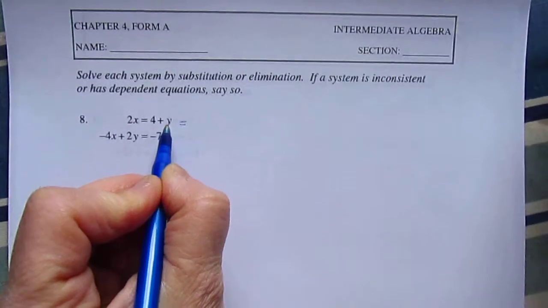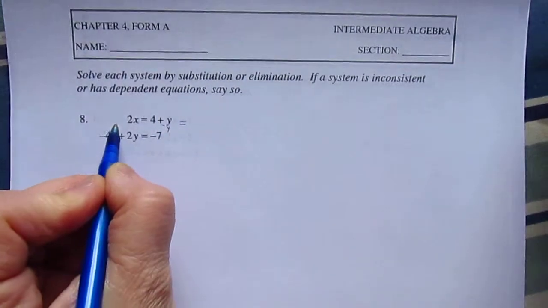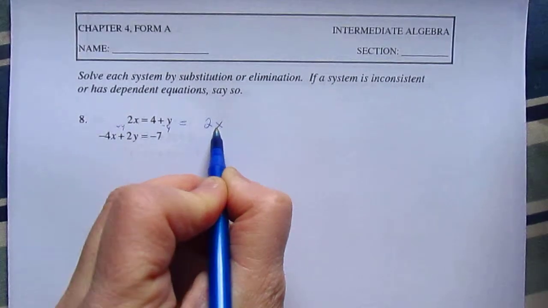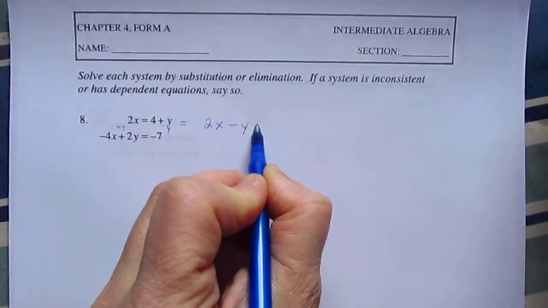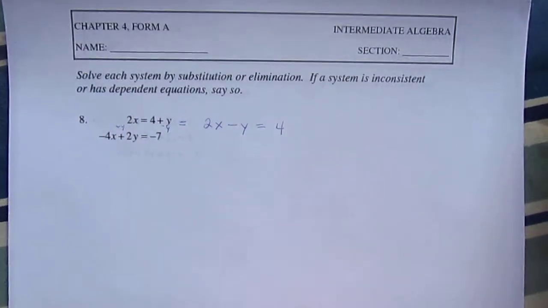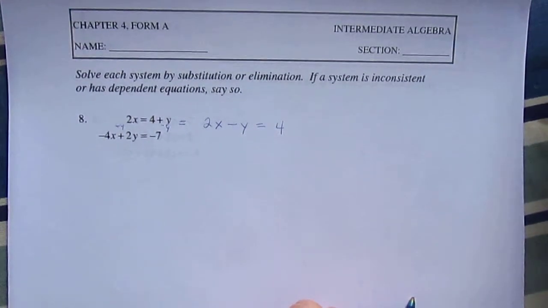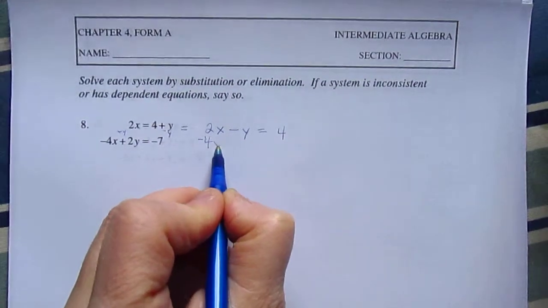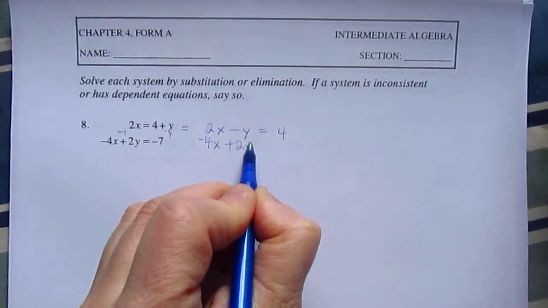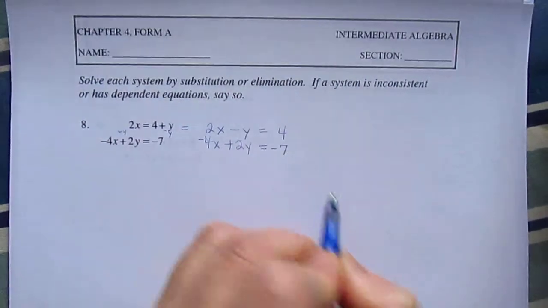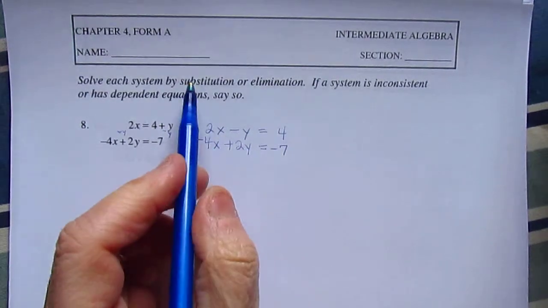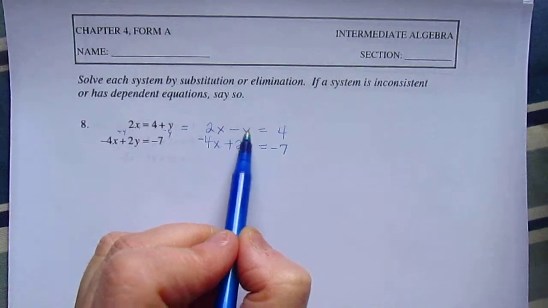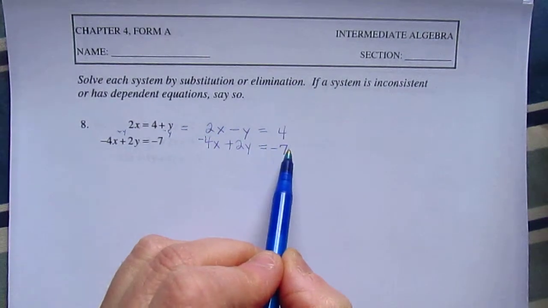So what I'm going to do is subtract y from both sides and then reorder it so that 2x minus y equals 4 for the first equation. And to see what's going on a little bit better, I'm going to write the second equation underneath it. Negative 4x plus 2y equals negative 7. Okay, I'm setting myself up for elimination. I want to add both sides of the equations, but I want to manipulate one of these equations.